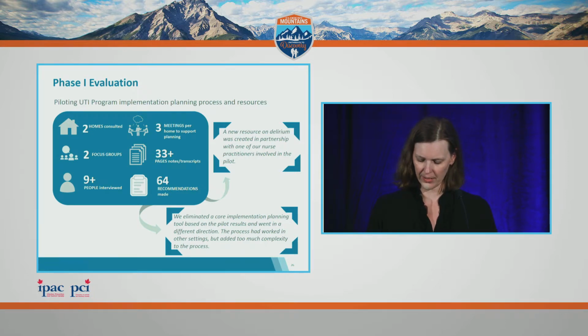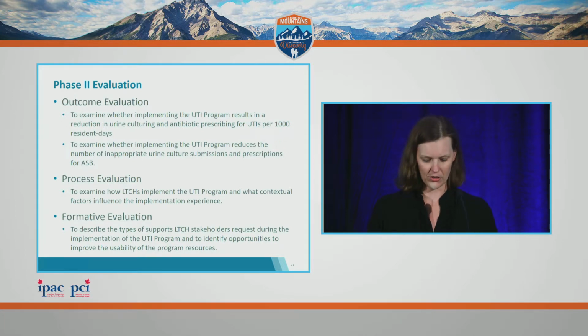So you can see from this slide, we consulted 2 homes with focus groups and interviews. And from this evaluation, we received 64 recommendations to support some sort of change within the program version at that time. Examples of what happened: a new resource about delirium was developed in partnership with a nurse practitioner. We knew that we had to have some language and some tools and resources around that area. There was also a planning tool that was found not to be useful at all, so that was scrapped and removed from the next iteration of the program. Those are just a couple of examples of those 64 that we really paid attention to and incorporated into our changes.